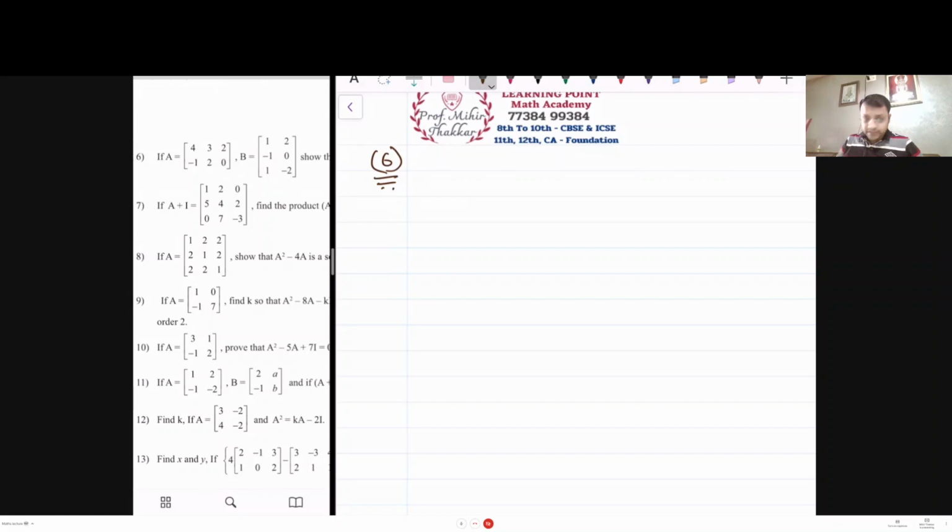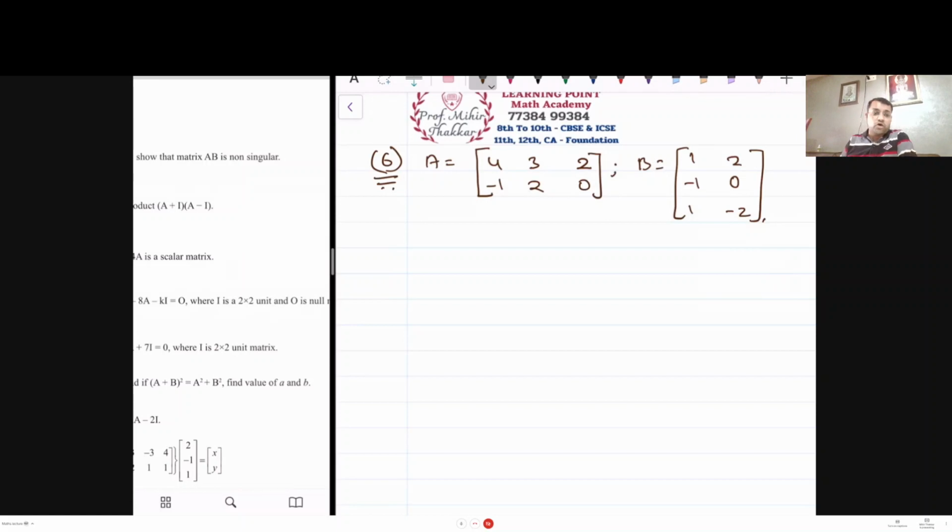So in the sum number 6, the question is that A and B are the two matrices which are given to us. A is 4, 3 and 2. The matrix B is -1, 2 and 0. Whereas there is a matrix B which is 1, 2, -1 and 0, 1 and -2. And the question is telling us, show that AB is a non-singular matrix.